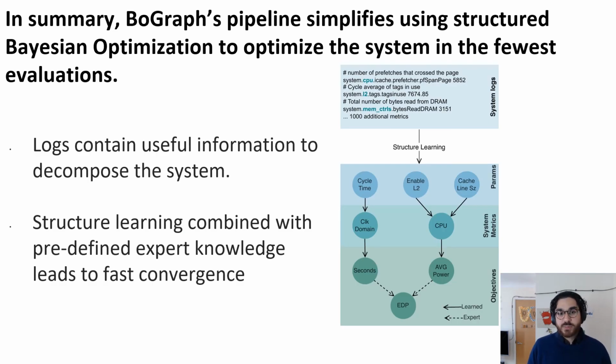In summary, we presented BoGraph, a framework that can leverage both expert knowledge and logs to derive a meaningful structure to tune and optimize your system in the fewest number of evaluations. The key takeaway is logs contain very useful information to decompose the system for tuning purposes. So by leveraging that, you could tune more parameters and do it quickly. And by allowing the user to inject their knowledge through the use of an API, which we didn't show in this talk, but it is in the paper, and combining that with the logs discovery, you could lead to faster convergence and find better configurations.